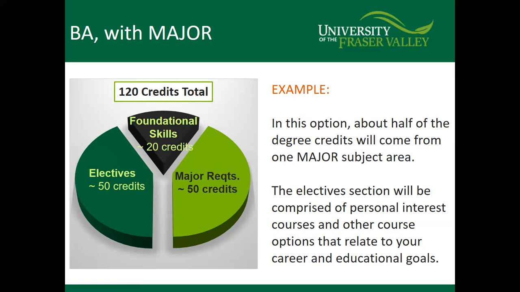So that leaves us with a really nice chunk of credit left, 50 credits that we call electives, which are exactly that. They are your choice to choose what you want those courses to be. So they will often be a combination of a bit of personal interest, and as you go through the course of your degree, become more related to your career and educational goals.